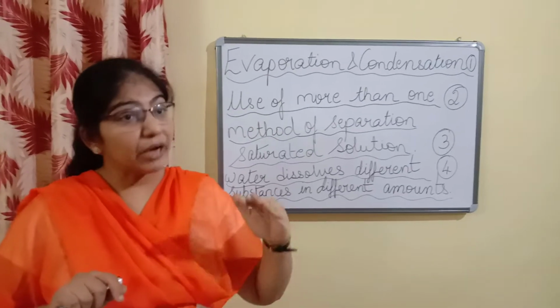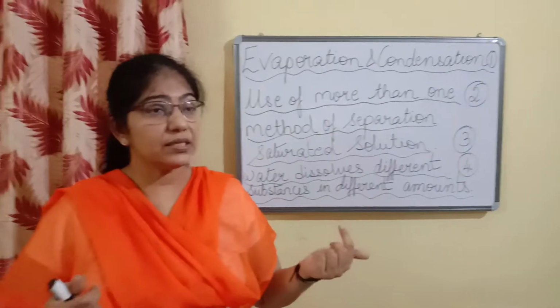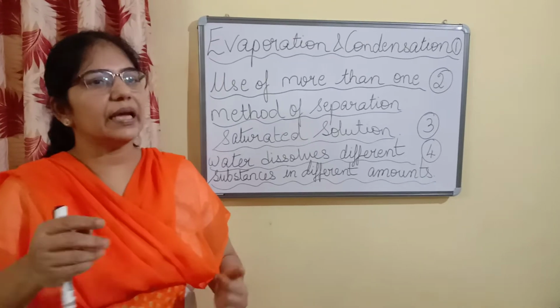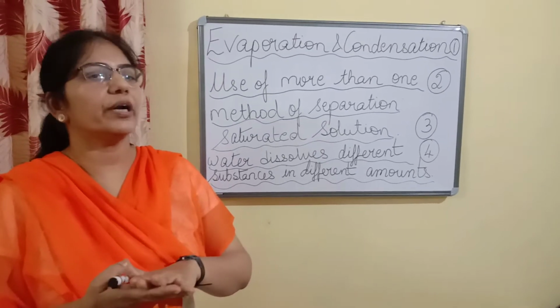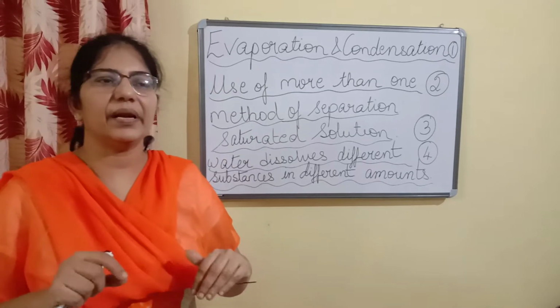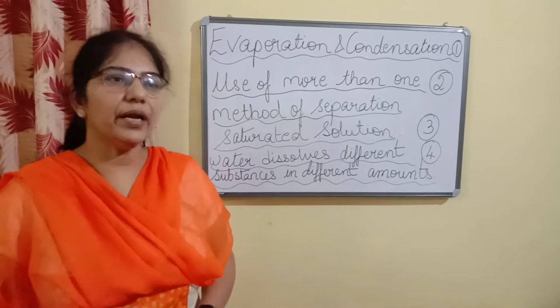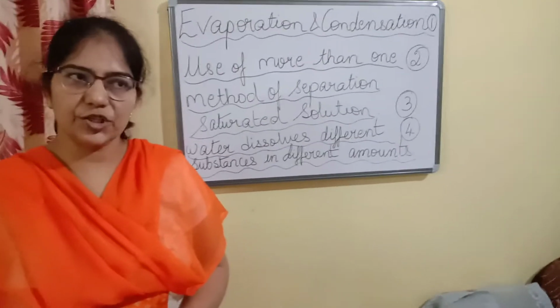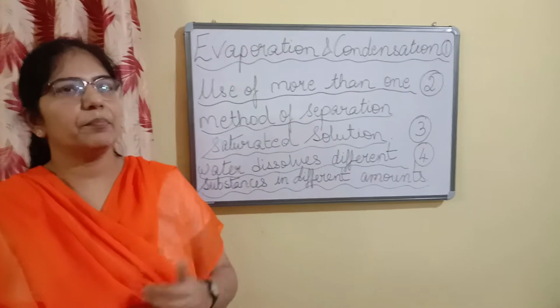We had kept a dried steel plate. Where did these water droplets come from? These water droplets are nothing but when water vapor came in contact with the cool steel plate, it changed into liquid water, and this process is called as condensation. Now one more example I will give you, children.